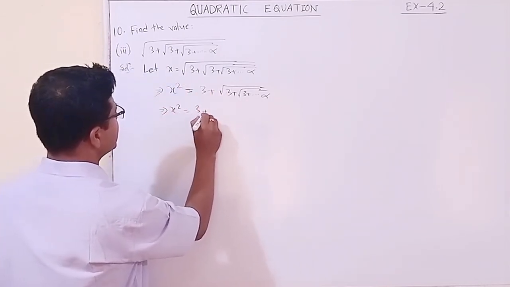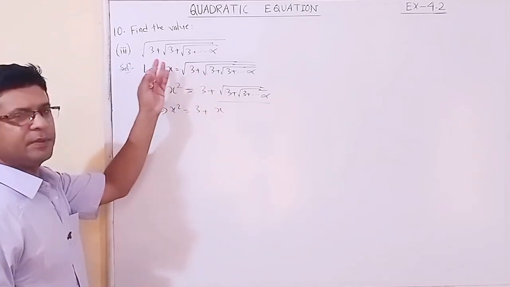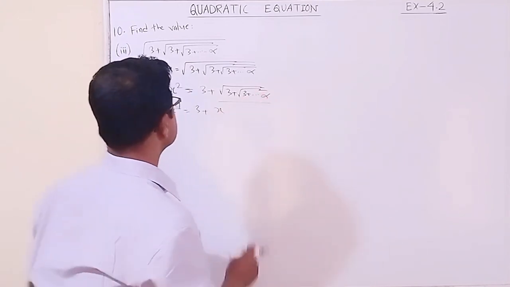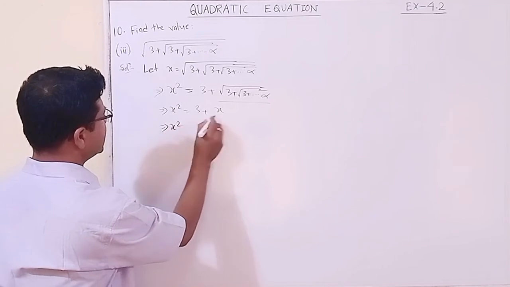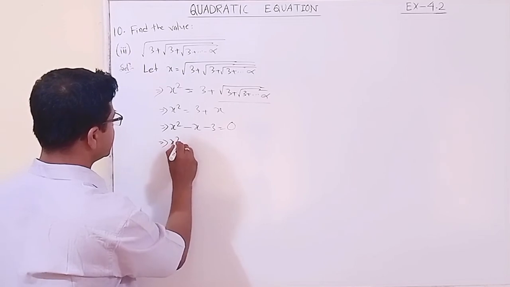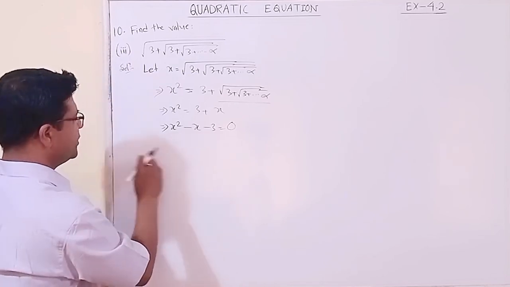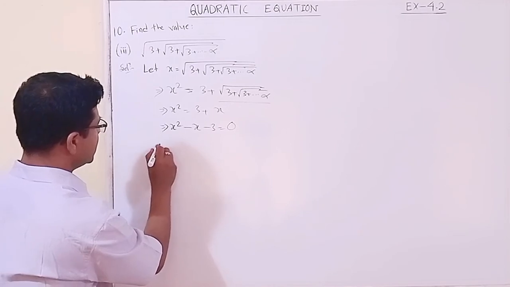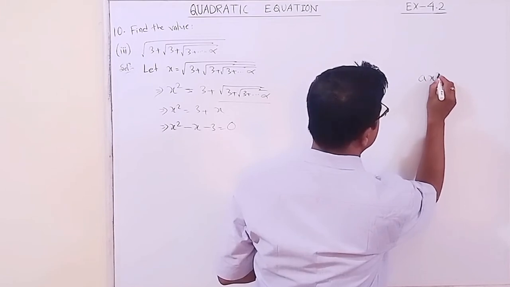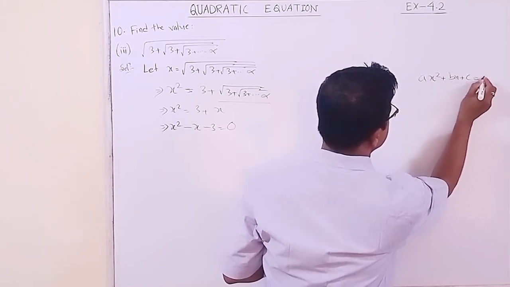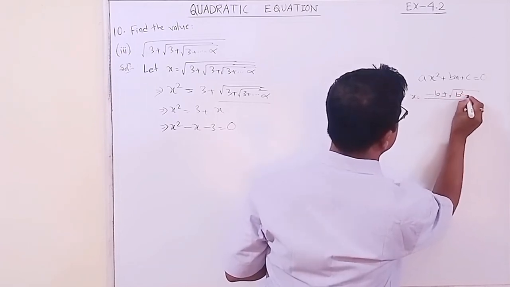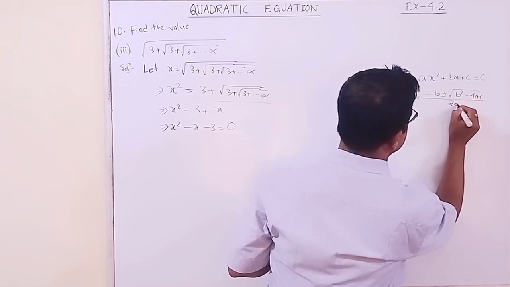x square is 3 plus, what is it? x. Again the same thing. This root over 3 plus root over 3 plus root over 3 dot dot dot up to infinity. So this is also x. So here x square, this x let us bring here. This minus 3 is equal to 0. Okay, here I think we cannot do the middle term splitting. So let us use the formula. I think all of you know the quadratic equation formula.